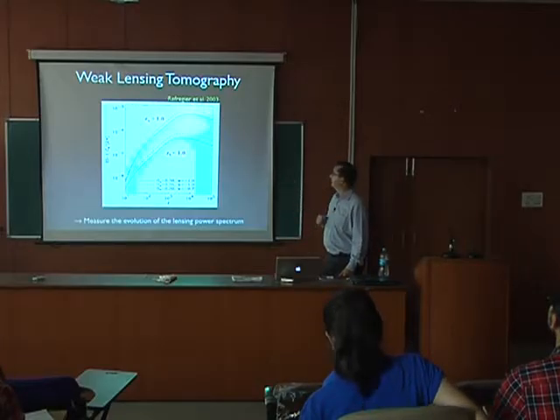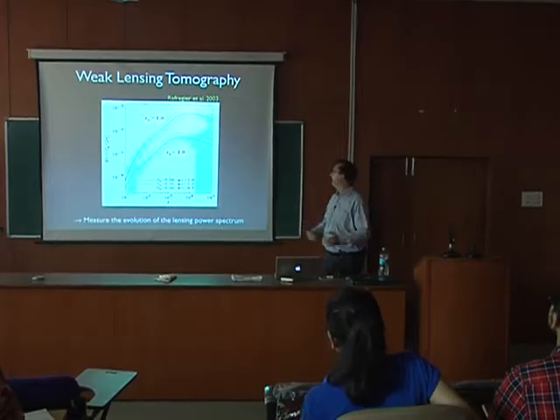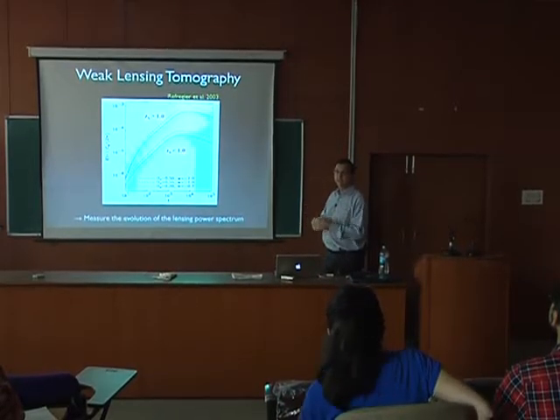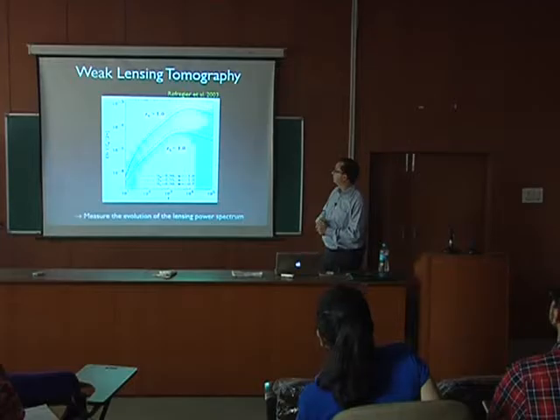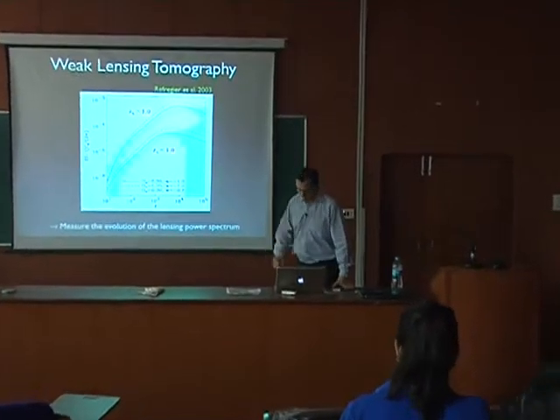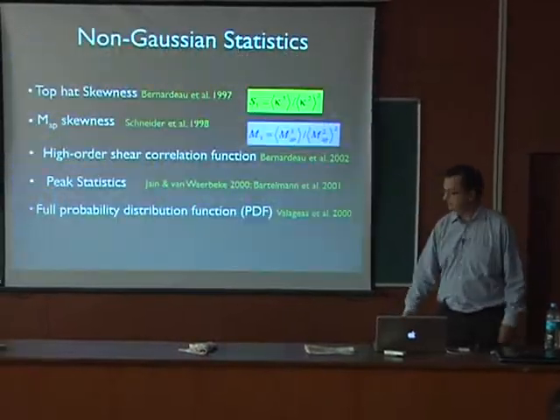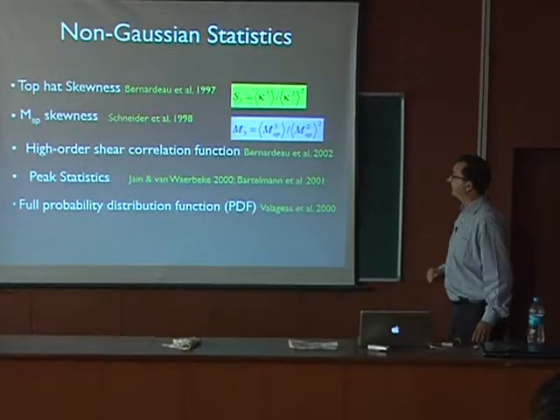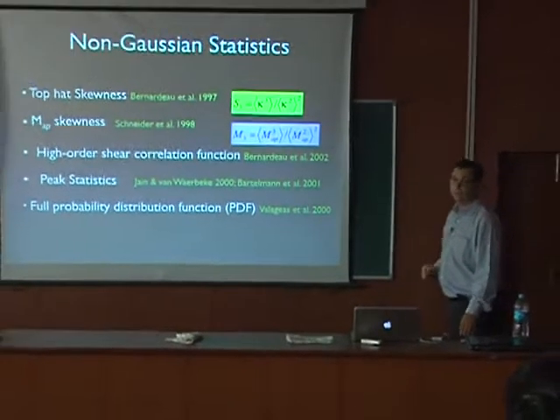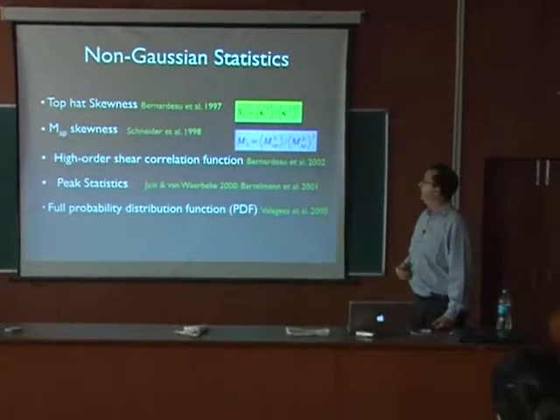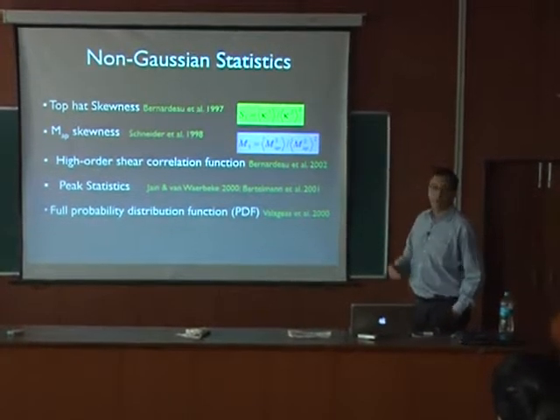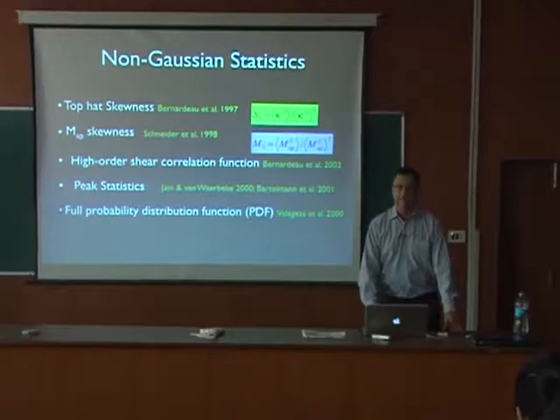We saw in particular that we can measure the power spectrum in different redshift bins, where we bin the galaxies into different redshifts. That's called weak lensing tomography. And we also saw that we can measure non-Gaussian statistics, and we described several non-Gaussian statistics based on either higher point correlation functions or other more advanced statistics.